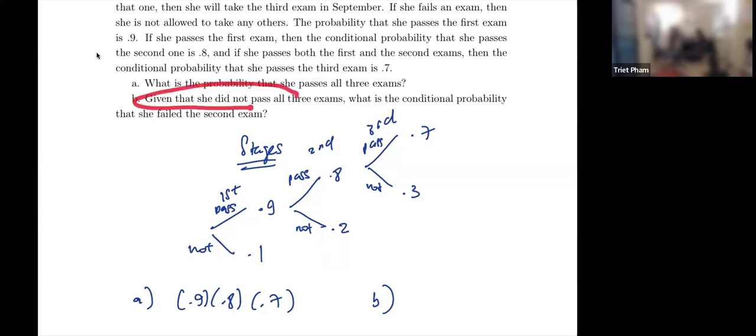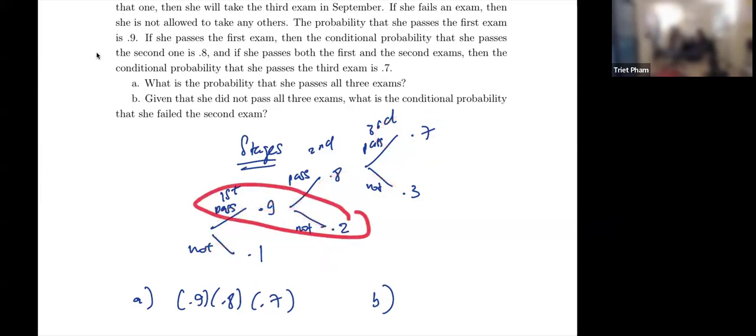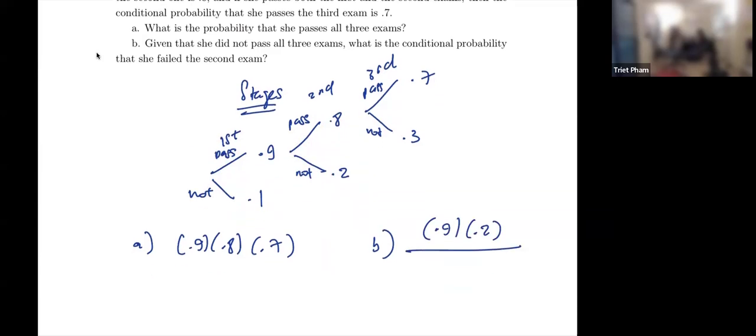So here, given she didn't pass all three, that information tells you what branches you are on. Well, you're on any of these branches, but not the last one, I guess. So on any of these branches, the probability you are on the second one would be something like 0.9 times 0.2 over the sum of this plus that.